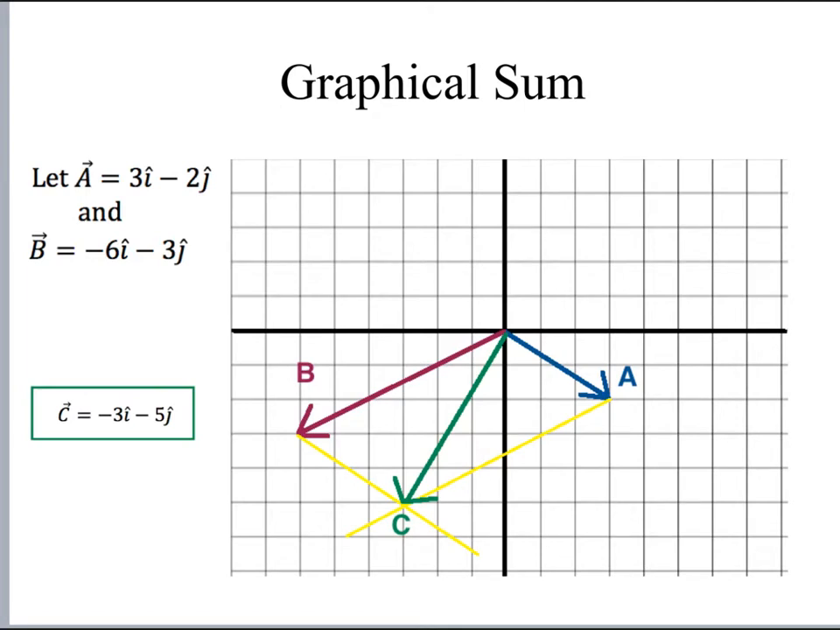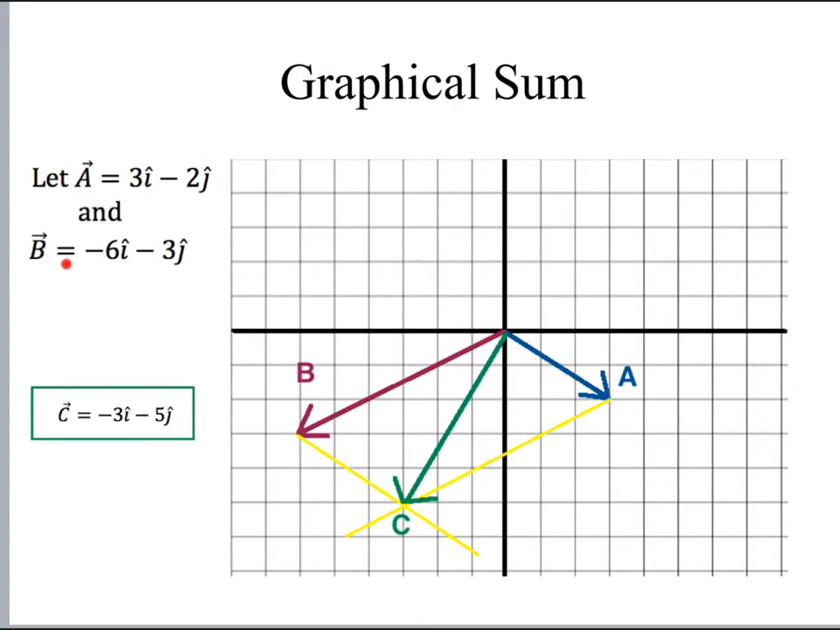So let's draw A first. We're given that A is equal to 3i hat minus 2j hat. That means 3 units, 1, 2, 3, along the x-axis, and then 2 units down along the negative y-axis, 1, 2. And so you can see I've drawn my vector A to the point 3, negative 2, because it's 3 over to the right and then 2 down.